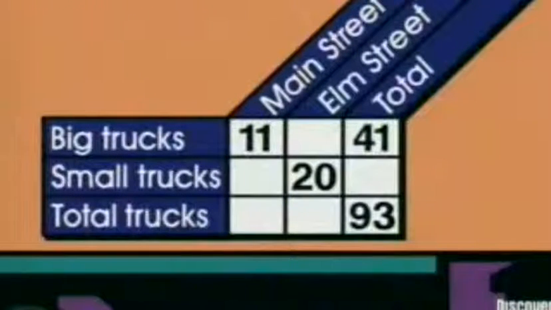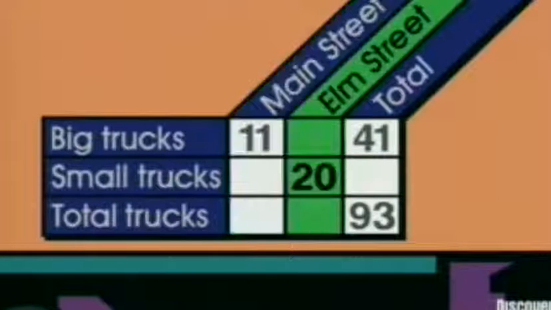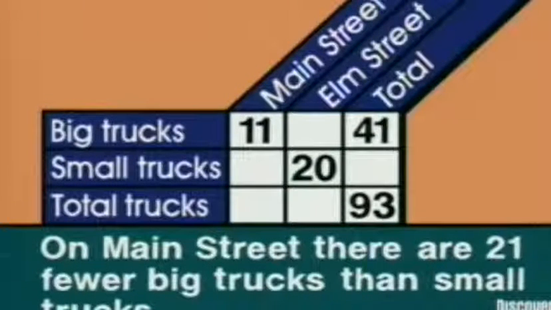Here's a table with some missing numbers. The table shows the number of big trucks and small trucks on Main Street and Elm Street. Here's a fact that tells about one of the missing numbers in the table. On Main Street, there are 21 fewer big trucks than small trucks. The fact tells about the big trucks on Main Street and the small trucks on Main Street.